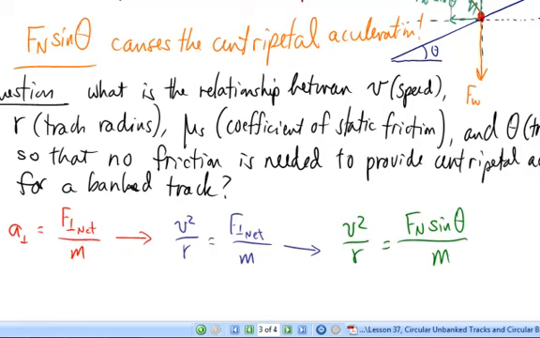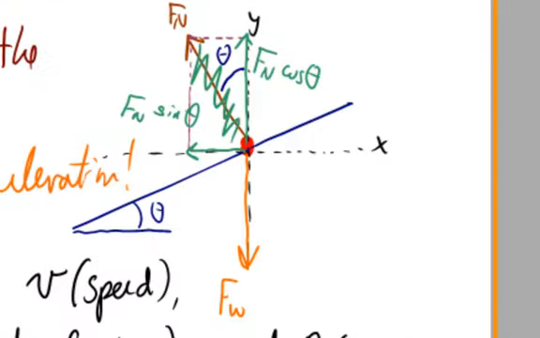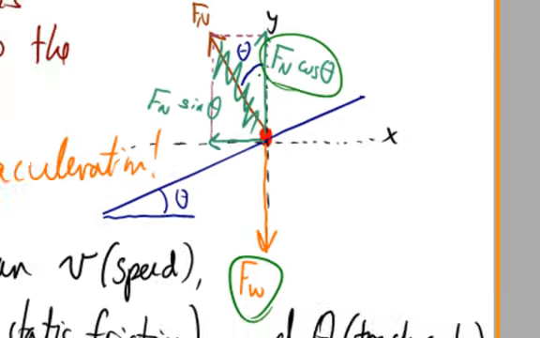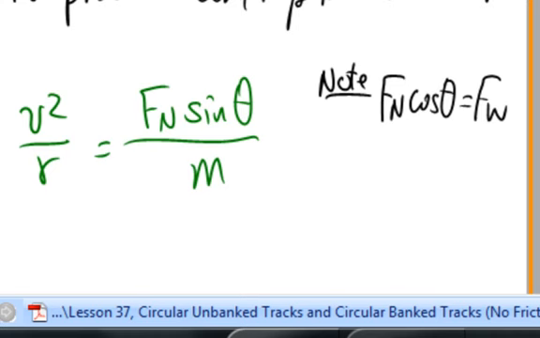Now the next step is a little bit trickier. What I need to recognize is that Fn is not going to be equal to the weight, but there's a component of Fn that is equal to the weight. It is the component that is acting in the opposite direction of the weight. And since the weight is equal to m times g, then I can say that Fn is going to be equal to mg divided by the cosine of theta.